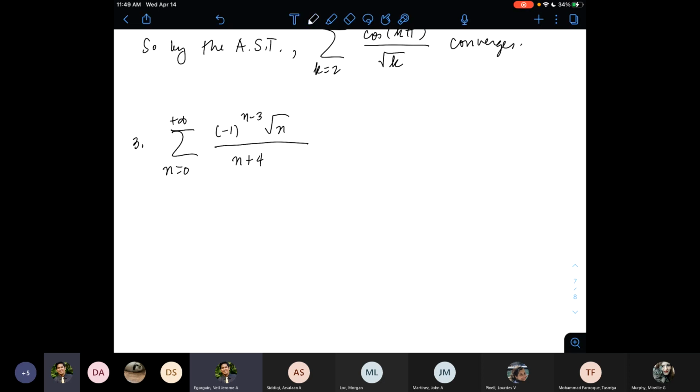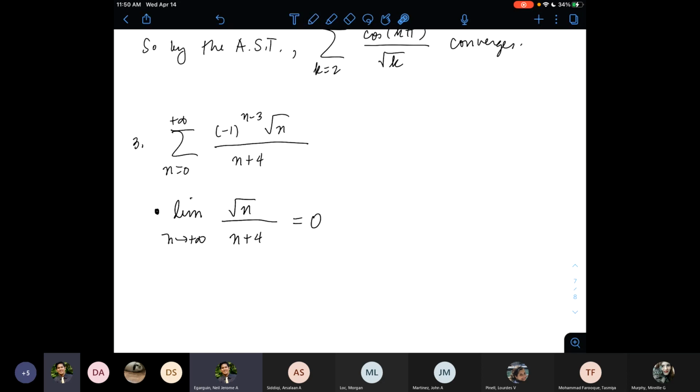Okay. Now I'll start with the limit test and see what the limit would be, right? So I'll try to use AST. First check is to take the limit of the positive part. The positive part is root n over n plus 4 as n approaches infinity. And obviously this is equal to 0.